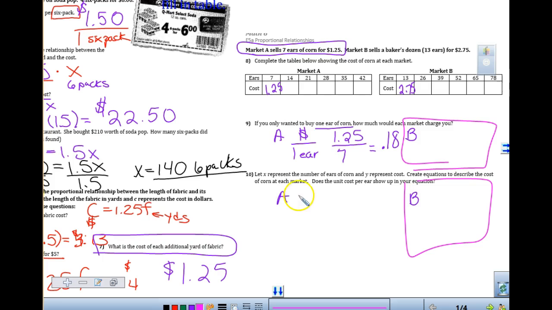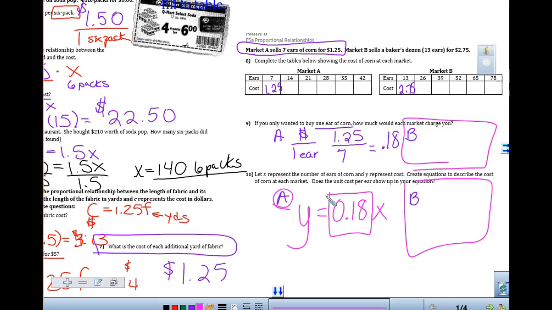Cassidy, put the equation for A. Y equals, okay, 0. Our unit rate. And it says, does the unit cost per ear show in our equation? Yes. I had a bunch of people thinking they should use 1.25 and 7. They thought this should be 1.25, and then we should have X, and we should have 7. No, unit rate, and we rewrite our equations, it's the unit rate per 1. This was how much we were charged for 7 ears, not for 1 ear, okay?